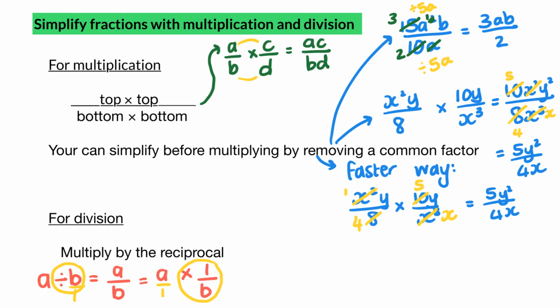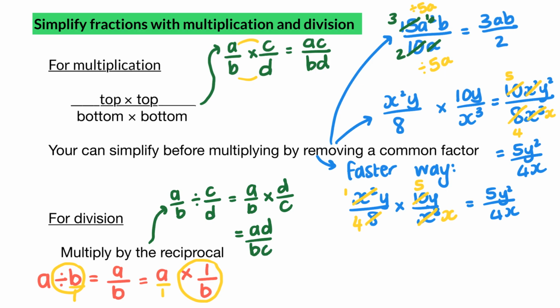So let's look at a couple of examples. Here's a general example. If I've got a over b divided by c over d, that will be a over b times d out of c, which is the same as AD out of BC.